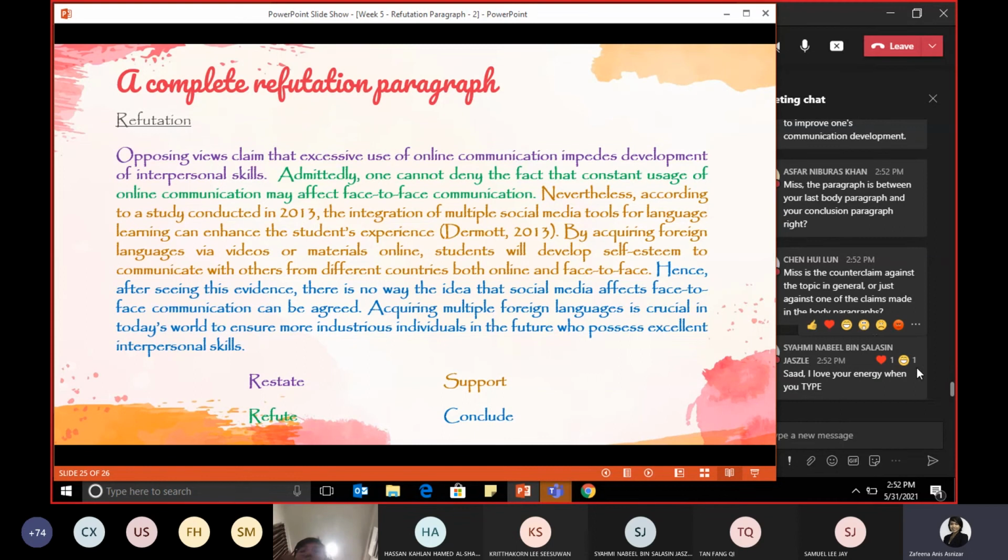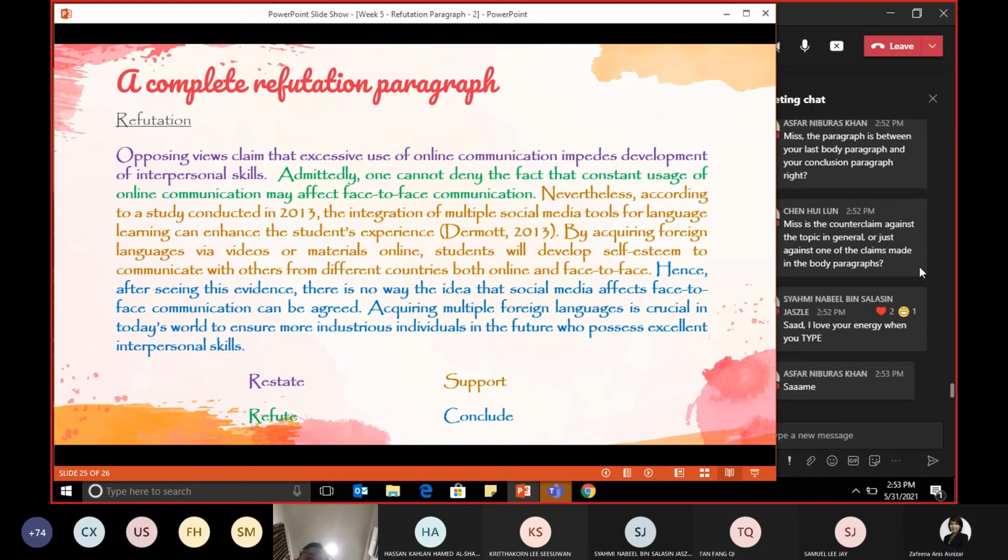Okay, you have to determine, Huilin, which point you want to address. So let's say if you want to address the point of the issues of development of interpersonal skills, you have to focus on that. Just choose one. Just choose one opposing view.